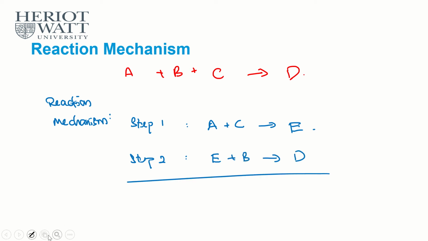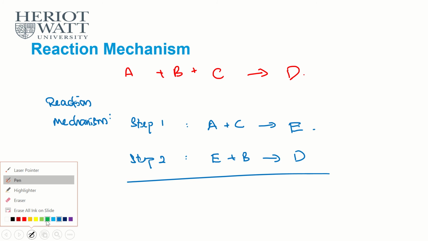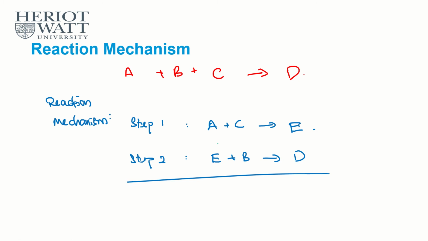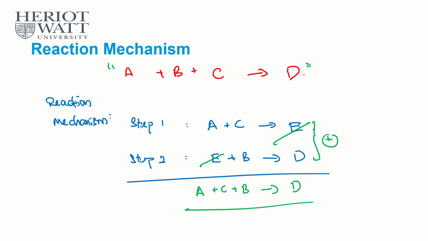Now, the first thing I'm going to show you is that when you add up both equations, step 1 and step 2, you will get your overall equation. Let's try. If we sum these two up, E and E cancel out. So we get A plus C plus B changing to D. See that? I'm getting exactly the same equation as the one given. So this is always true.